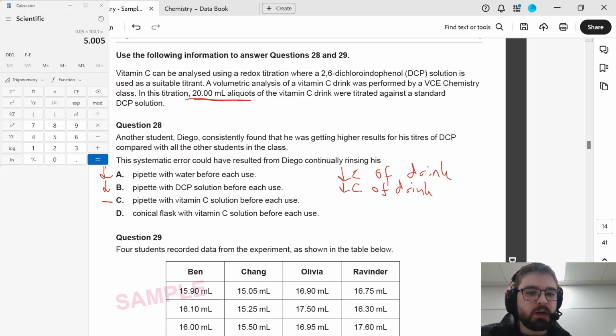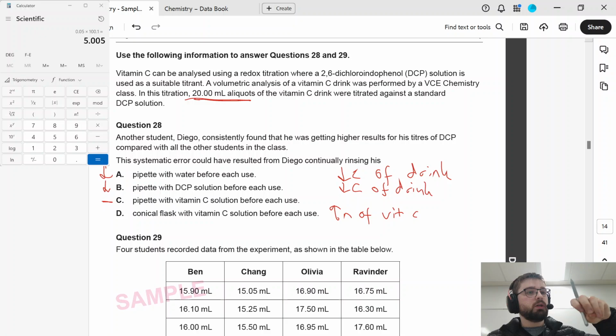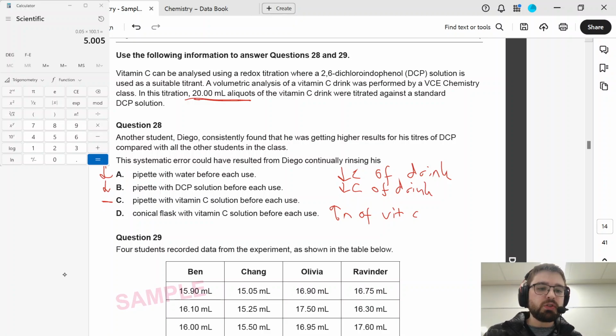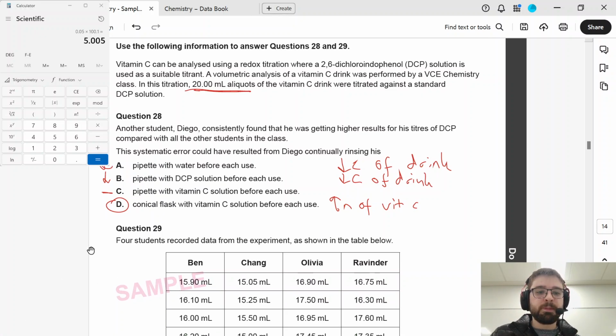Rinse the conical flask with vitamin C solution before each use. Now this would increase the amount of vitamin C in there. If you were pipetting and in the 20 mils there was 1 mole, for example, the droplets that were still in the conical flask might have 0.01 mole in there. So when you aliquot in the 1 mole, you now have 1.01 mole of the vitamin C in there. It's definitely not that much, but you get the point. So D is going to be the answer. You can wash the conical flask out with just water, and that would be the best thing to do.